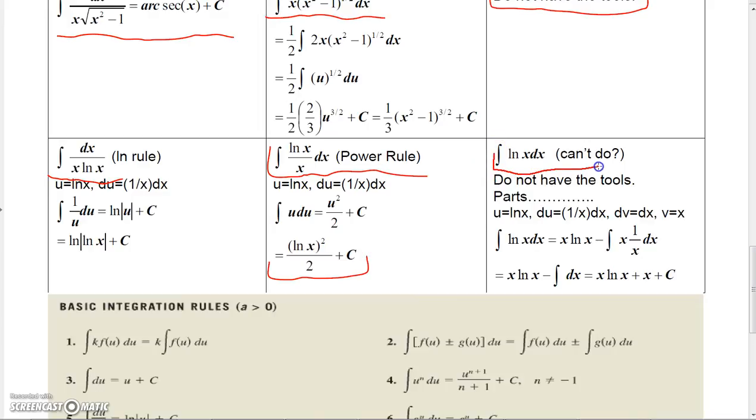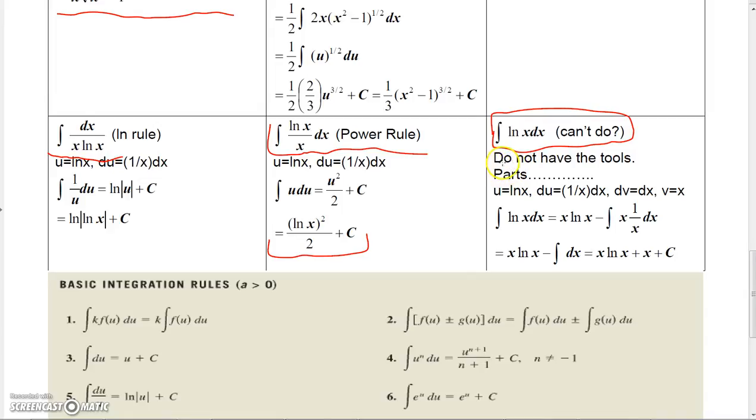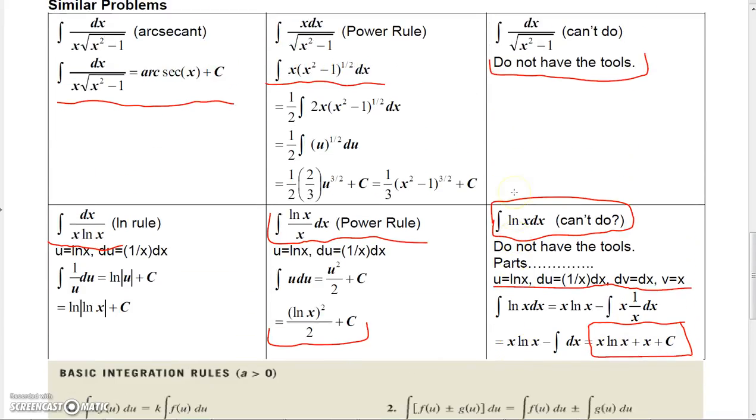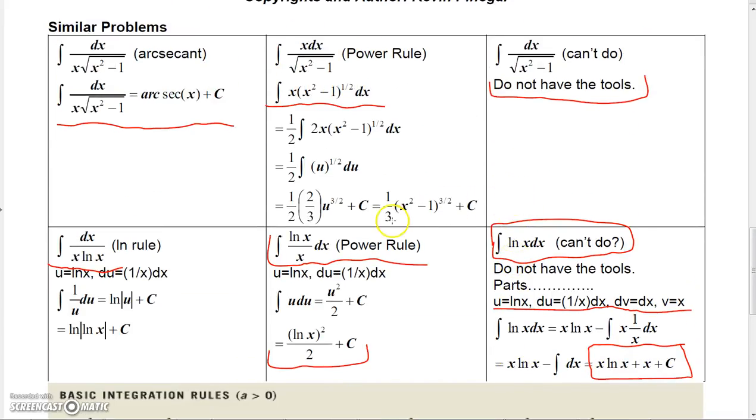We don't have the rule to do this one yet, even though there is a formula for the natural log of x, but we don't have the tools yet for that. What you have to do is use integration by parts, which I'll talk to you a little bit later about. But basically, if you did integration by parts, you could actually integrate the natural log of x dx and get this function. So these are just a few problems that might look similar to one another.